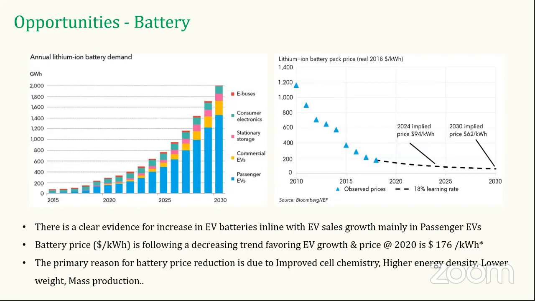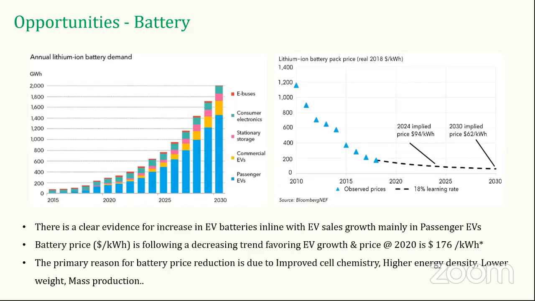This is the first level of evidence. The second level of evidence is on the right-hand side chart, the price of the battery pack. When we started off in 2010, the battery price, in dollars per kilowatt hour, was $1,200. But today, the price is hovering anywhere between $200 to $180. And the price is still going to reduce because of the improved chemistry, better packaging, and specific energy, thanks to all the R&D happening. By 2025 and 2030, the expectation is that the dollar per kilowatt hour is going to be less than 100, even to the extent of $60 to $70 per kilowatt hour.